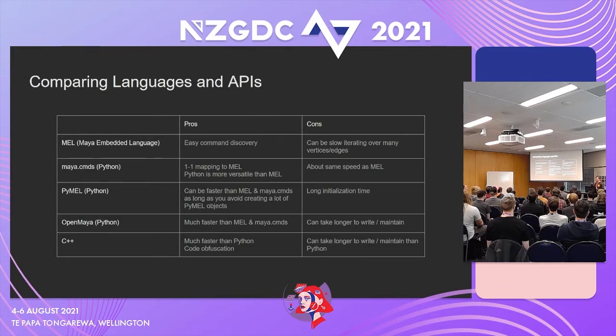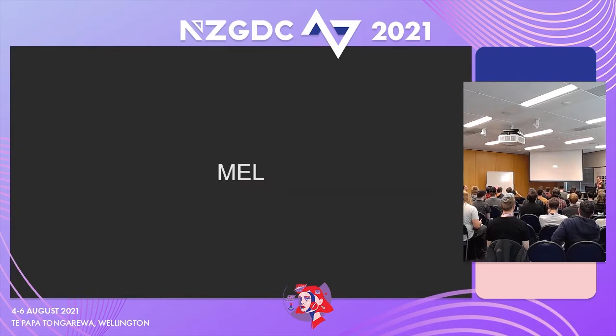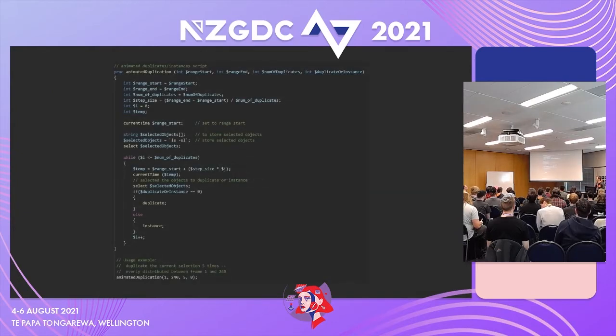So this is just comparing the pros and cons of them, mostly around performance. And Mel is Maya's own scripting language, which some people will love, some people hate. We normally try to avoid using it unless we have to. So this is what the syntax looks like for Mel. It's syntactically similar to Perl in a way. So I'm going to show you some use cases for where you need to use it in Maya, or where it makes sense.